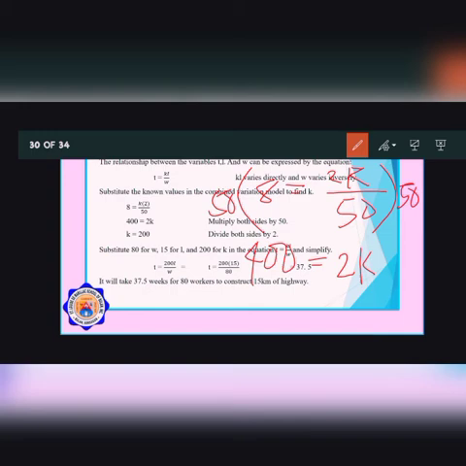So, 400 is equal to 2K. Then, to get the value of K, divide both sides by 2. So, 2 divided by 2 is equal to 1. Then, 1 times K is equal to K. Then, 400 divided by 2 is equal to 200. So, the value of our K is equal to 200. Now, substitute 80 for W, 15 for L, and 200 for K in the equation.